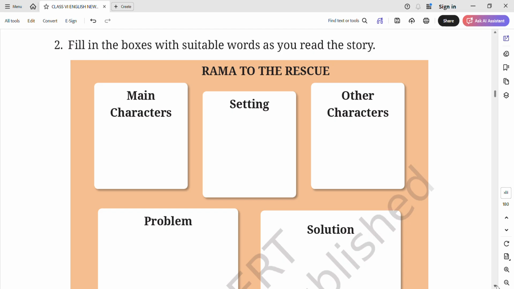Only one name we knew, that is Rama. Other are man, wife, and third one was Rama. As per that, lesson name is given as Rama.